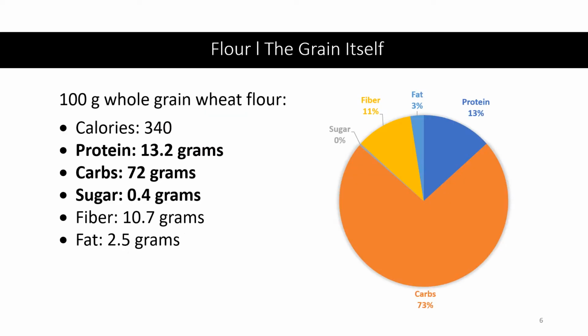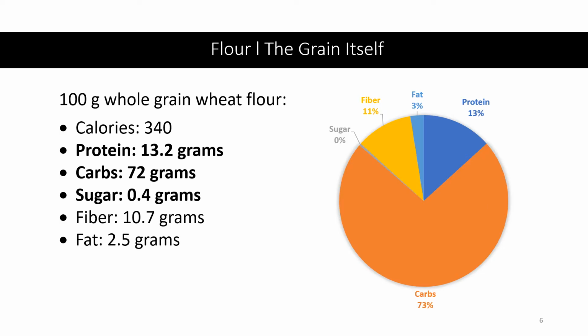So if we continue our discussion of the grain itself, about 100 grams of whole wheat flour, which is flour that's ground from the whole wheat grain, usually has about 340 calories, about 13 grams of protein, about 72 grams of carbohydrates, which mainly are starch within that carbohydrate fraction. And that's considered sort of a complex form of sugar, and we'll be getting more into that later. We also have less than a gram of sugar, about 11 grams of fiber, and about 2.5 grams of fat.